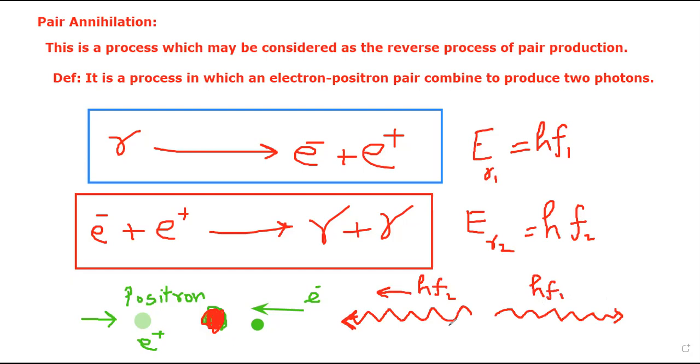Both photons are moving in opposite directions, usually with similar, equal energies. So this is the main procedure for pair annihilation. I hope you have got the understanding. Now we'll be moving towards the next topic. And what is that next topic? The next topic is the wave nature of particles.